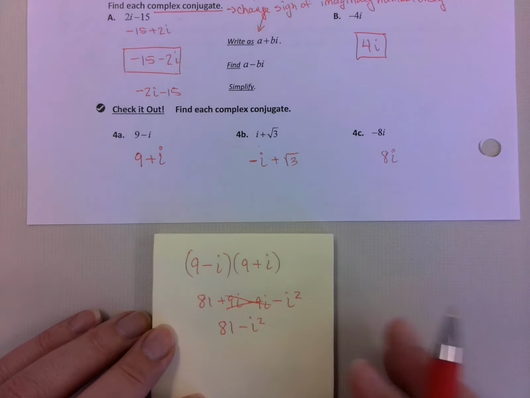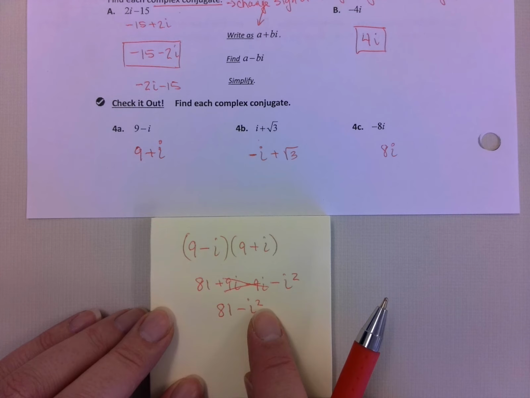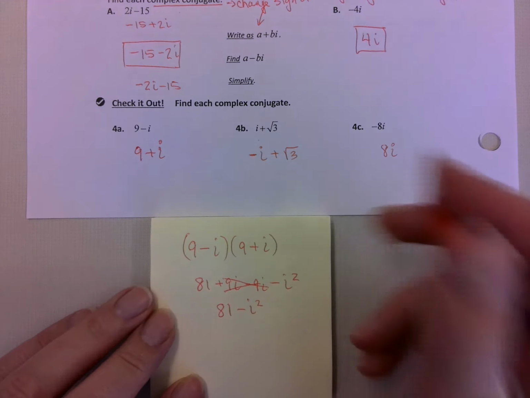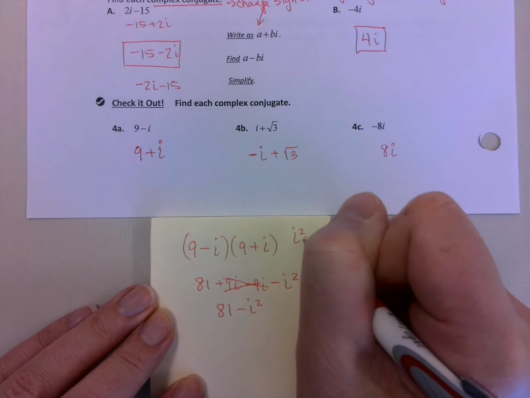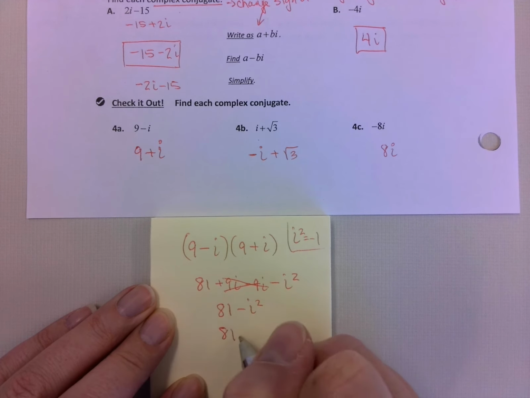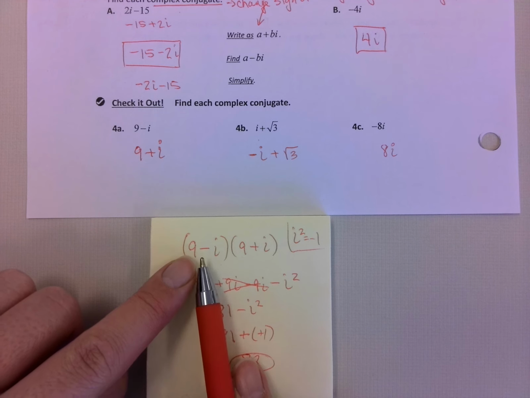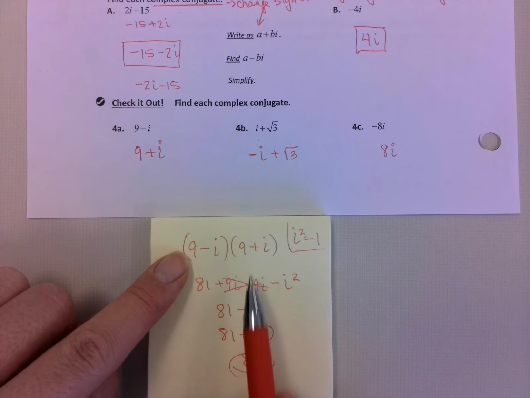Now, we didn't work with this today, but oh boy, we're going to do some work with this. This i squared is really a negative 1. That was something that I said write down on your paper, and we showed earlier in this lesson. So this is really 81 minus negative 1, which becomes plus a positive, and I get 82. And by multiplying the original by its complex conjugate, I've canceled out i and gotten a real number.